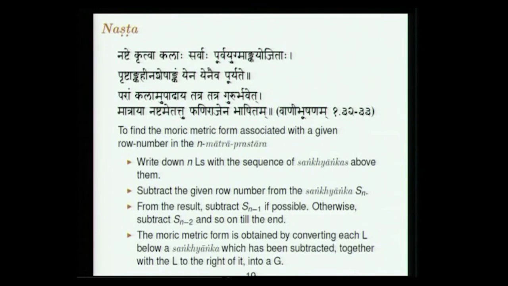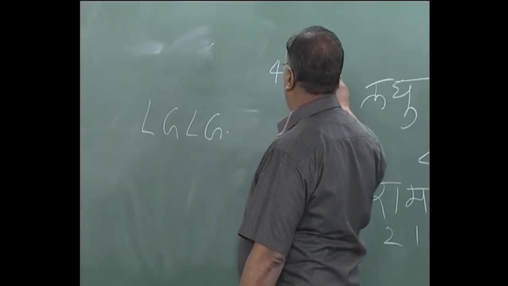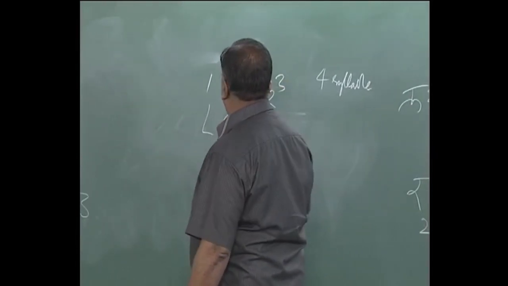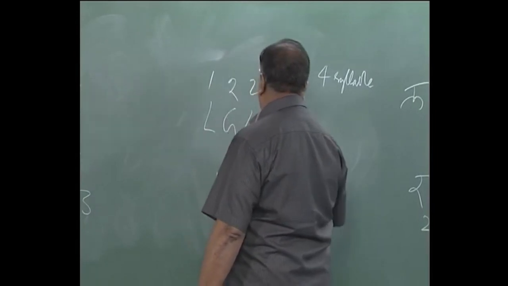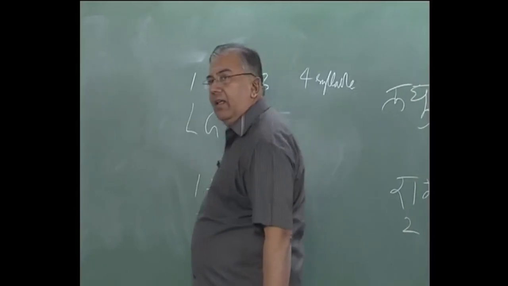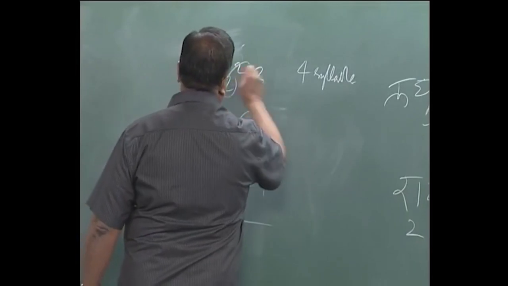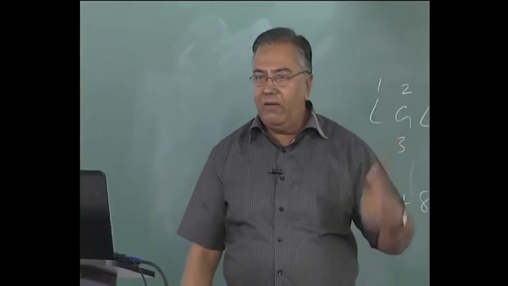If you want to compare it with what we did in the case of varna vrittas, what were we doing for varna vrittas? If something like LG, LG we were talking about. So, this is a four syllable varna vritta, and what you did, you wrote 1, 2, 2 squared, 2 cubed, you added the number above the L's and added 1 to it, that is where that occurred. So, the Sankhyankas for varna vrittas played a crucial role in analyzing the Uddishta problem for varna vrittas.